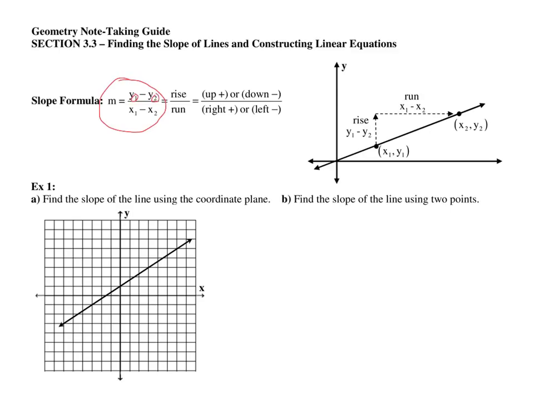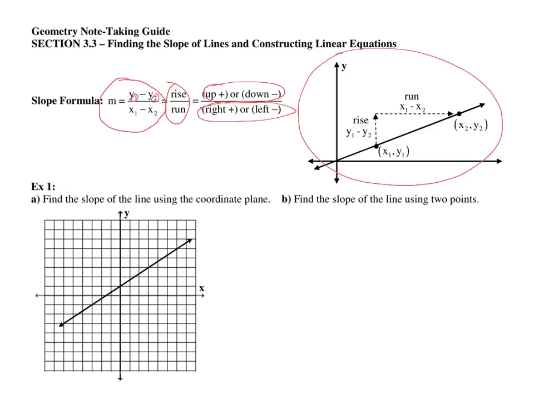Slope is defined as rise over run. So you're either going up or down for rise, and for run you're going right or left. Here's just a diagram, once again giving you a visual of how the slope works with regards to a line.